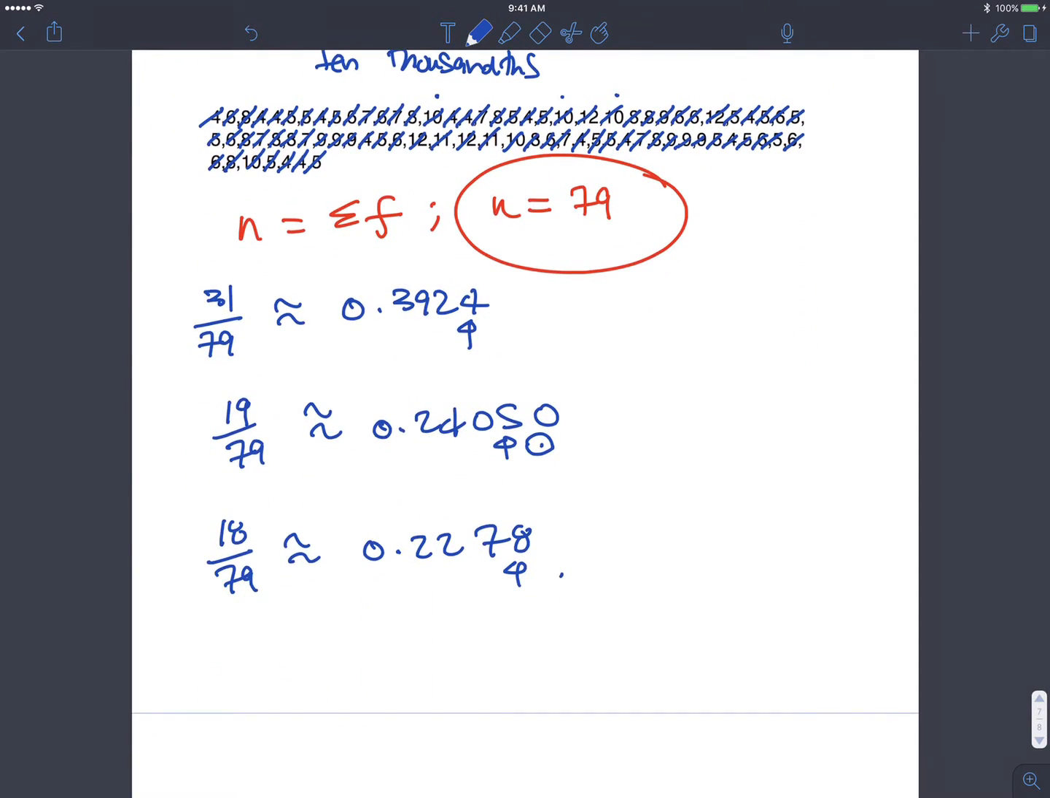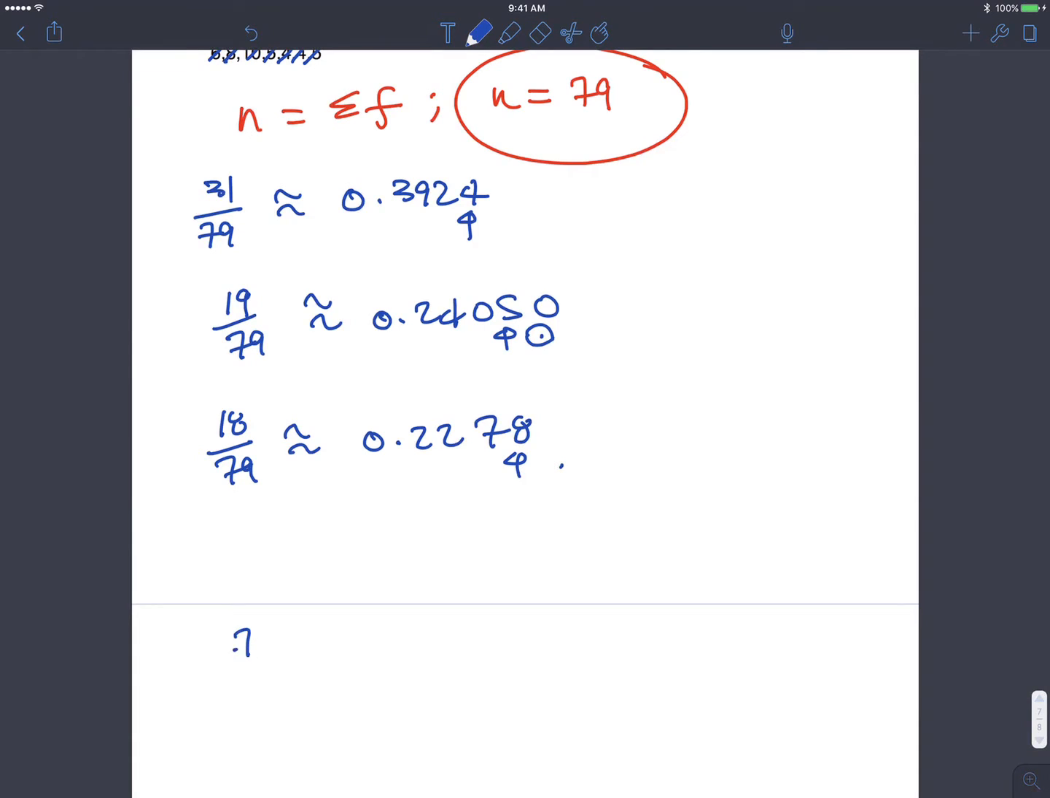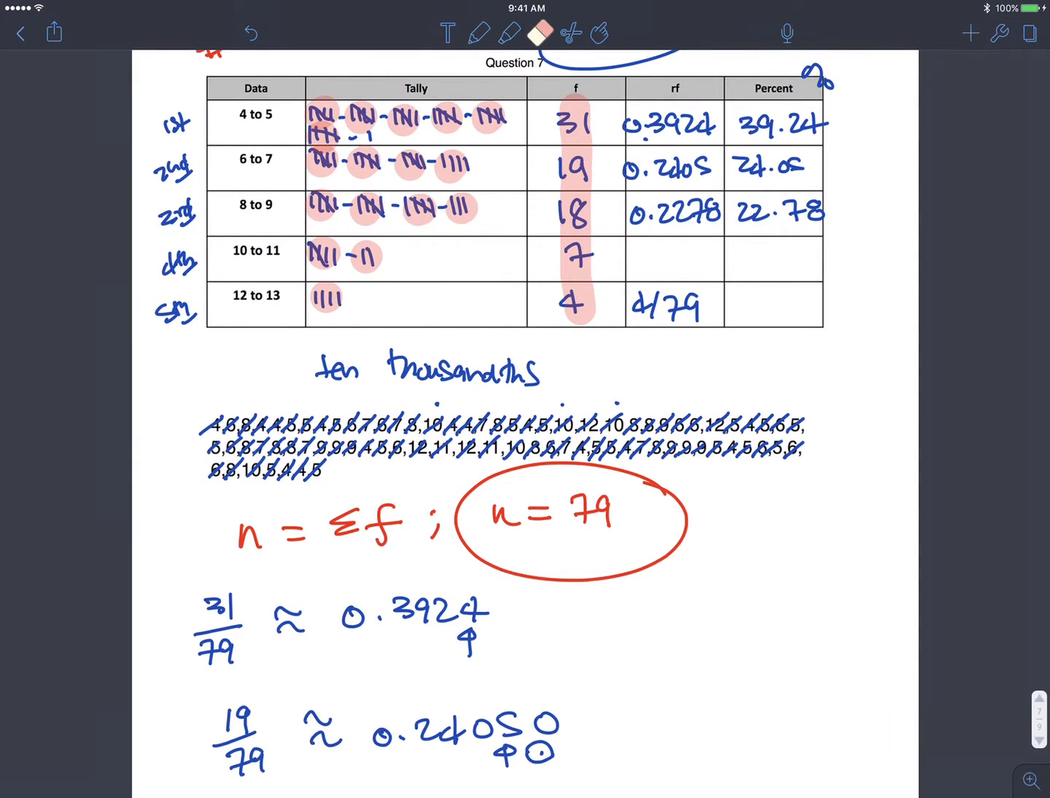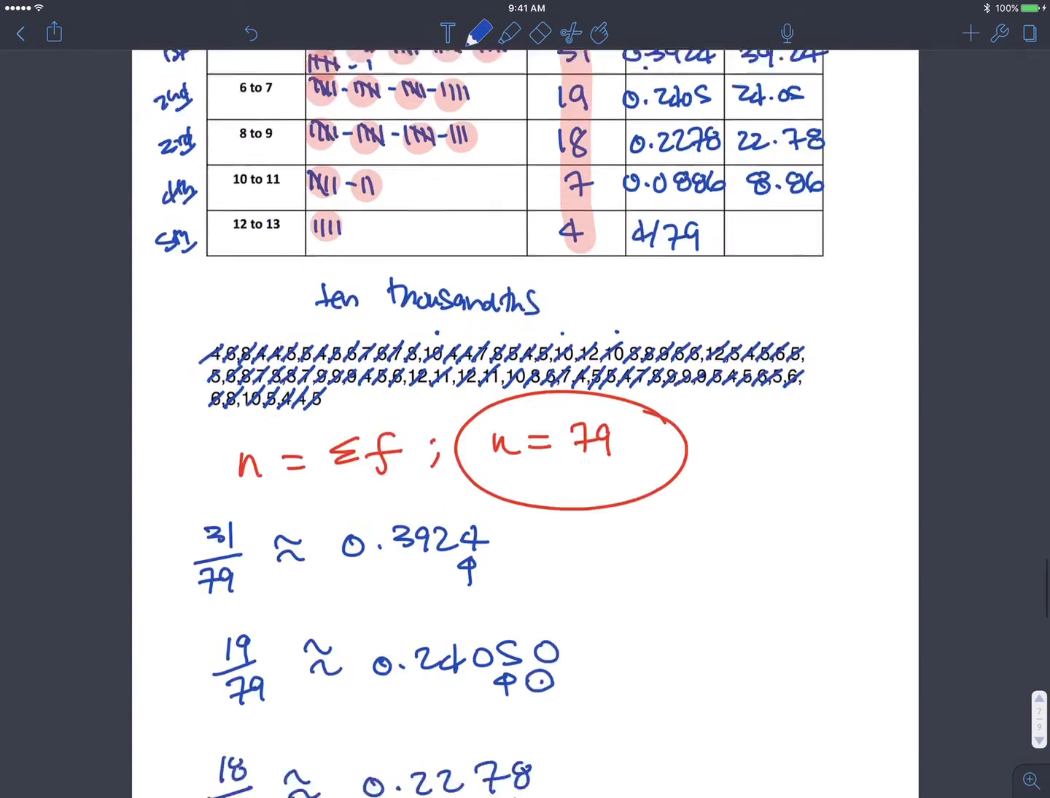7 out of 79. We get 0.08860. 1, 2, 3. So the 6 is in the 10 thousandths position. Your 0 to the right, that means get rid of it. 0.0886. Okay, this is 8.86%.